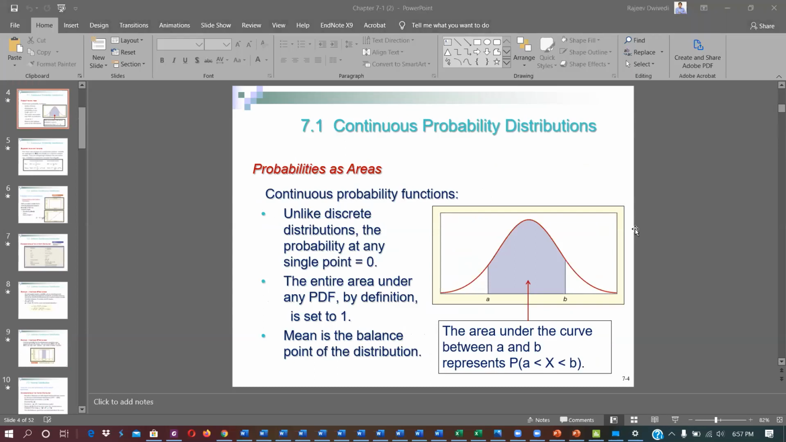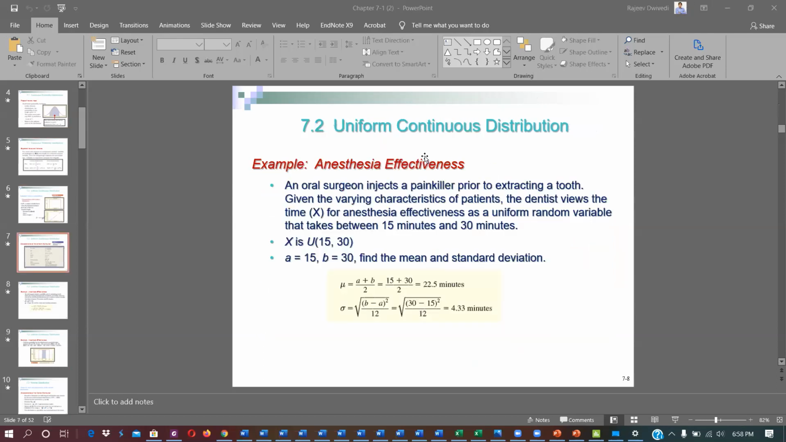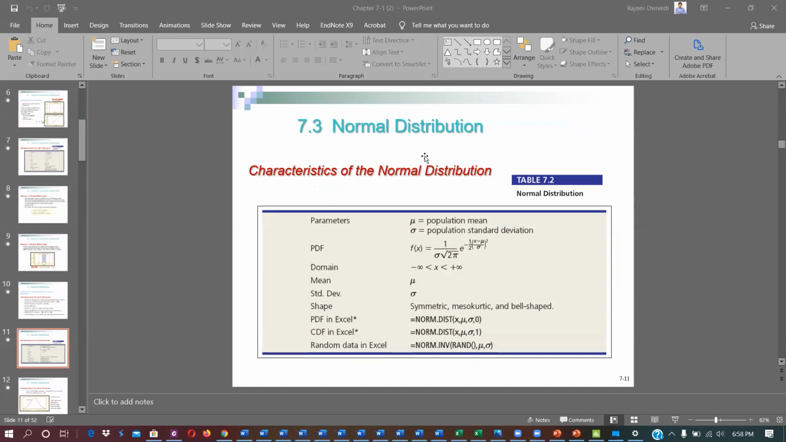The difference is, in discrete, we used to check the probability of a single event. In continuous probability distribution, we don't have any probability of a single event. Here we always check the area, the area between 2 points. And this is also called normal probability distribution. So I'm just directly jumping to normal distribution.